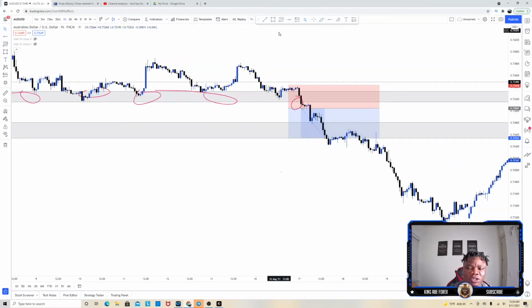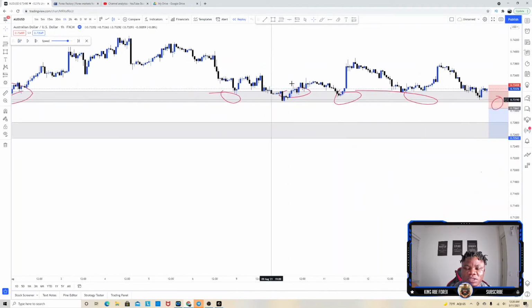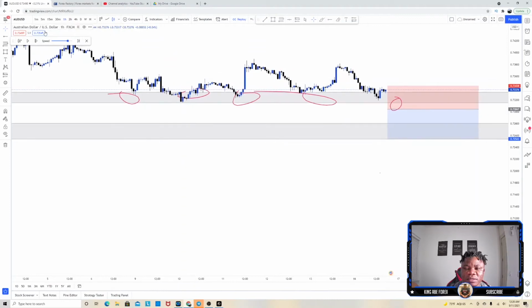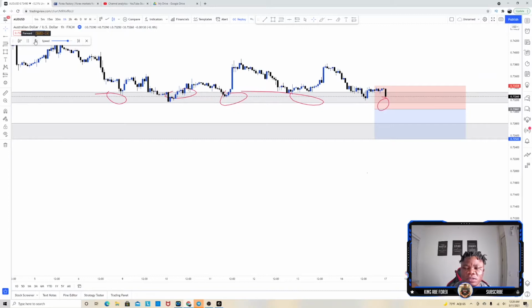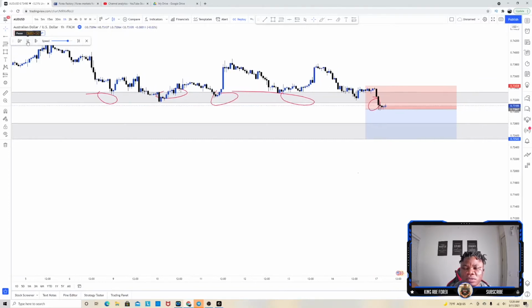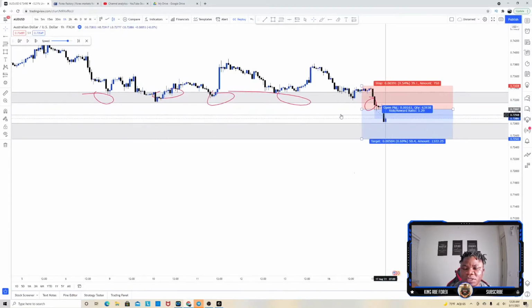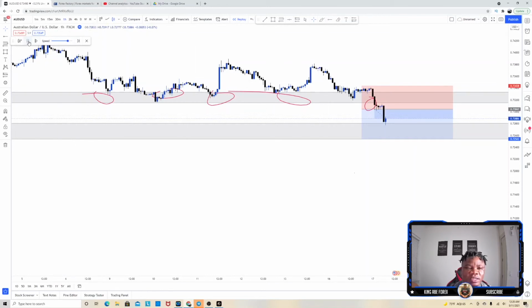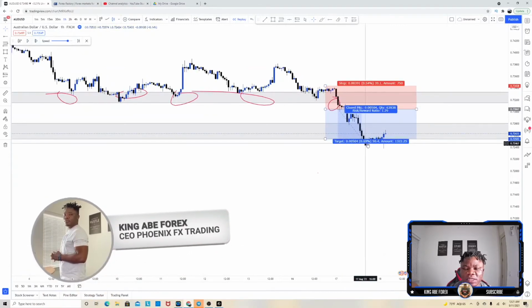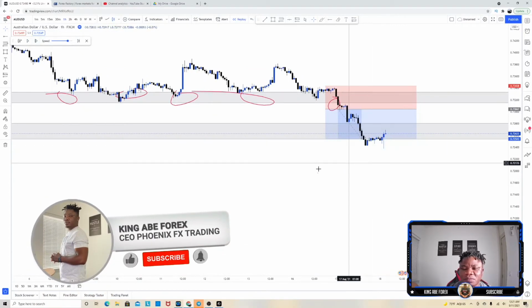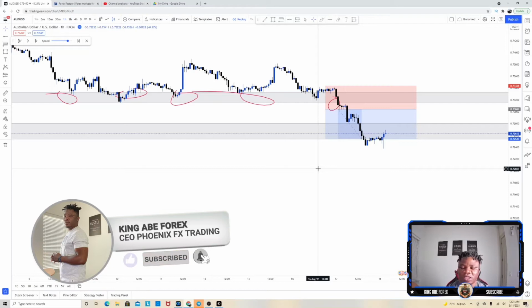Now for the sake of putting this in replay mode, we're just gonna see how this trade actually played out. Gonna start from right over there. Now we're just gonna take a look. We got our entry right over here, and now let's see how this trade played out. Right there, we got our take profit smash for 50 pips. Very simple. It's very, very simple to use.